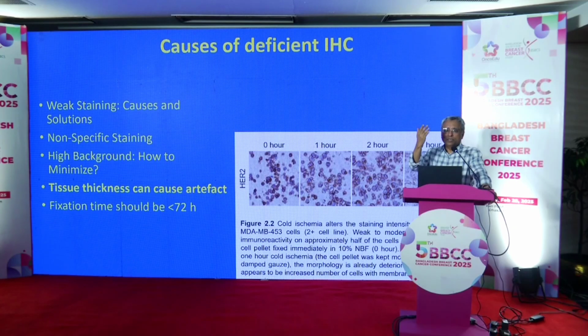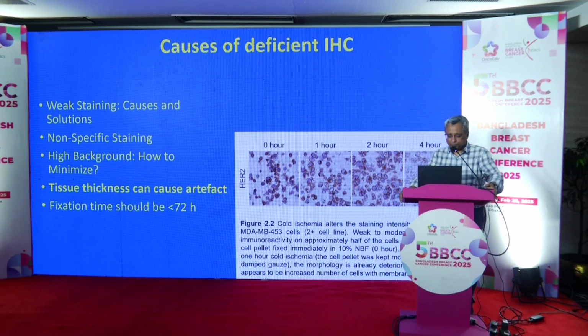Sometimes there is an issue of thickness of the tissue. It should be 5 micron, but it becomes 3 micron, or it could be 7 micron, and the stain looks totally different.